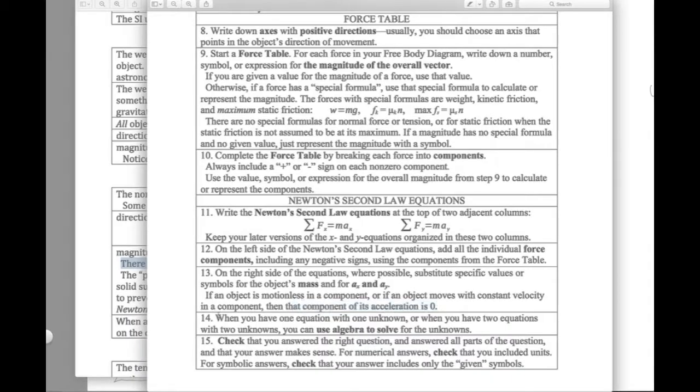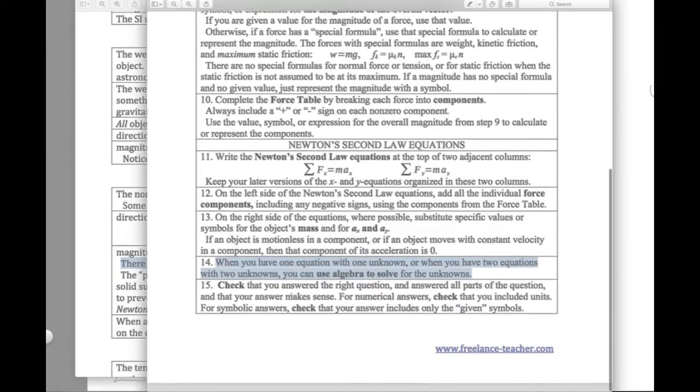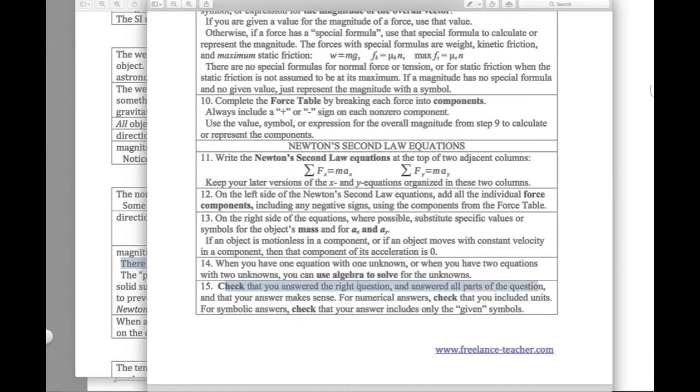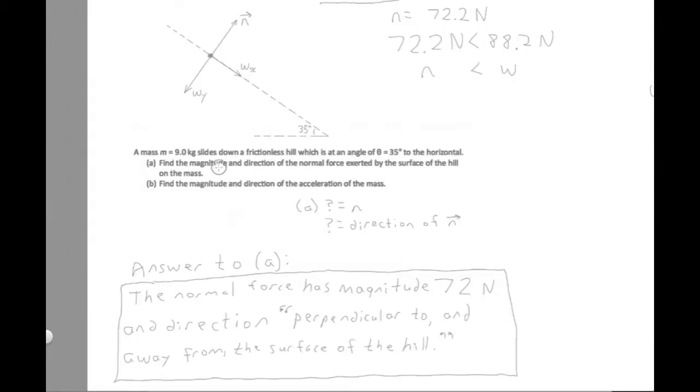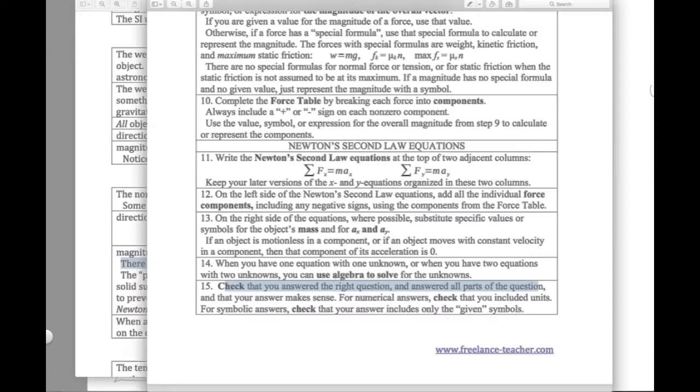So we completed this step of using algebra to solve. Check that you've answered the right question and that you've answered all parts of the question. So yes, we answered the magnitude and direction of the normal force. Make sure you answer all parts of the question. A lot of students might just say the answer to A is 72 newtons, and they might forget that the question's also asking for the direction of the normal force. So make that check that you answered all parts of the question, and we should notice that there's still another part of the question we haven't answered, part B.